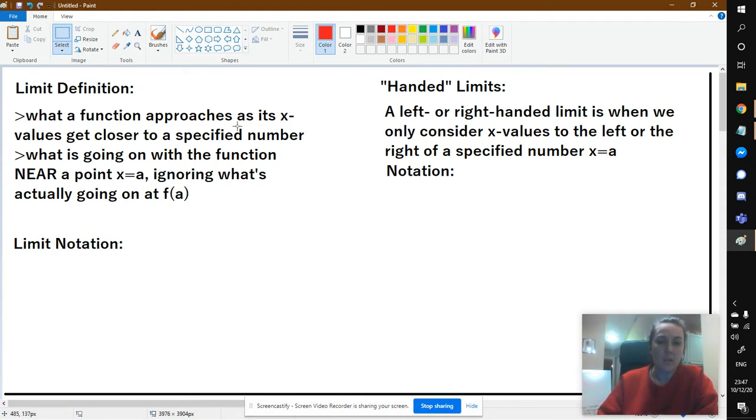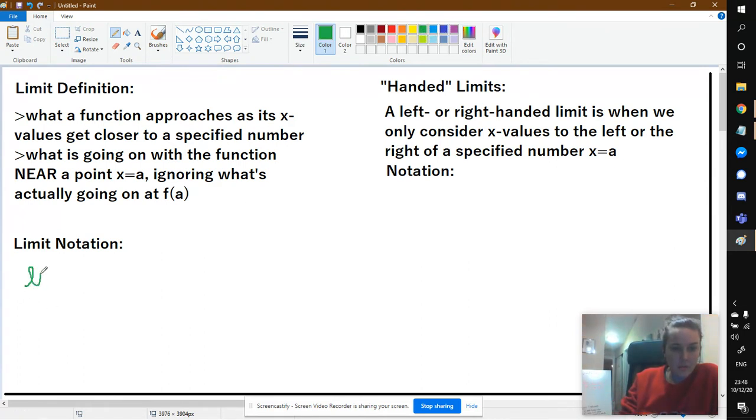What that means is the limit of a function is what's going on near a point x equals a, just like x equals 4, x equals -3, whatever. And you're ignoring what's actually happening at x equals a. It's just what's happening around it, right? It's a way for us mathematicians to talk about what a function's tending towards rather than what it actually reaches.